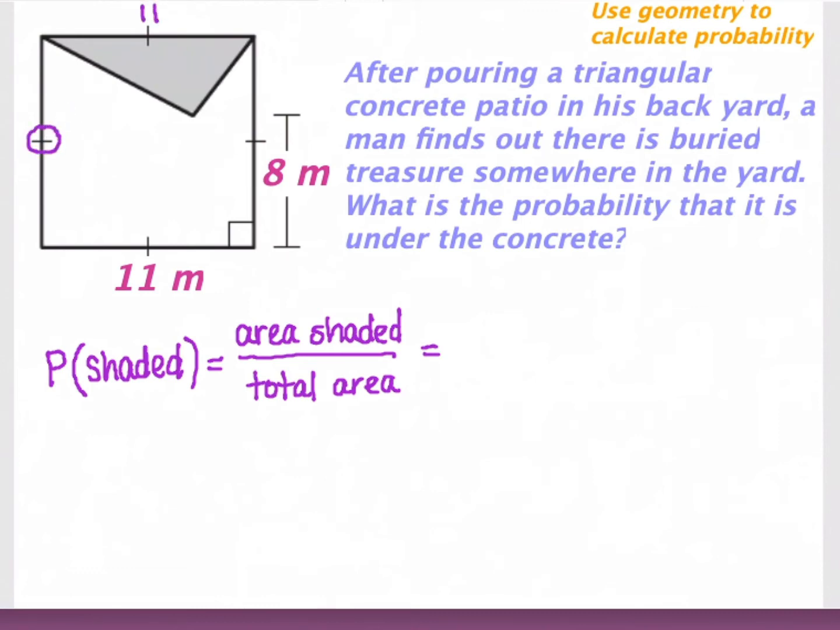Oh, but wait, these are congruent, aren't they? Must be a square backyard. So every side is 11, which means that would just leave me with an extra, what, 3 right here? Okay, so the total area is just 11 by 11. 11 times 11 is 121 square meters. And now we just need the area of that shaded triangle.